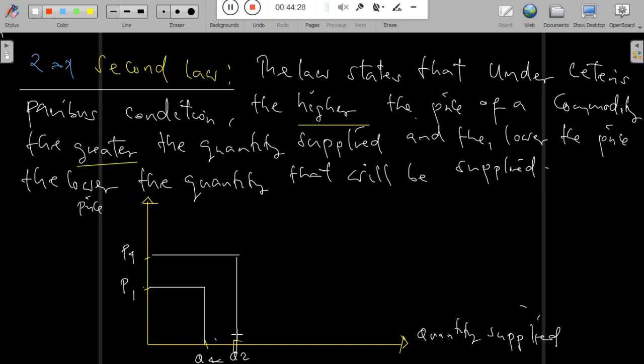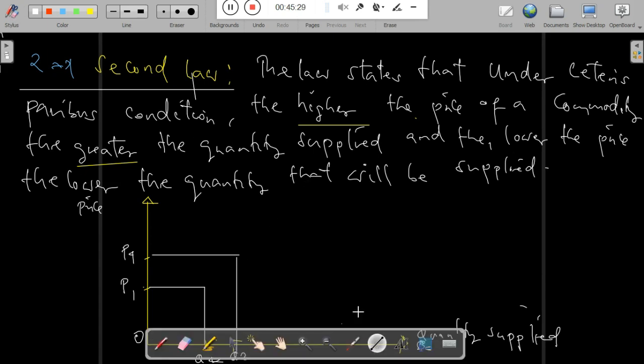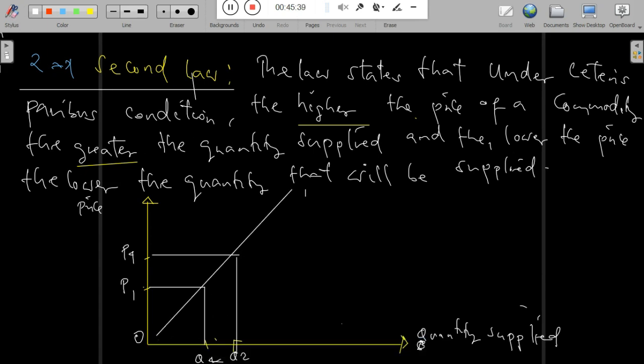So when the price increases, supply increases. When the price shifts from P1 to P4, the quantity supplied increases, and when the price declines, the quantity supplied declines as well. So that is how the second law operates. The quantity supplied is affected by the movement of the price, whether an increase or a decrease.